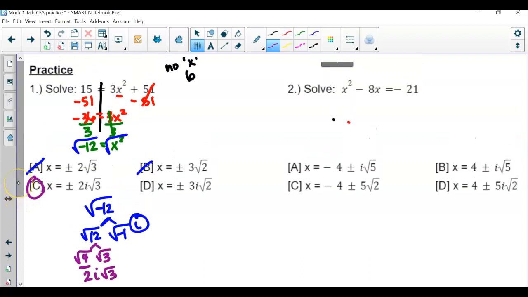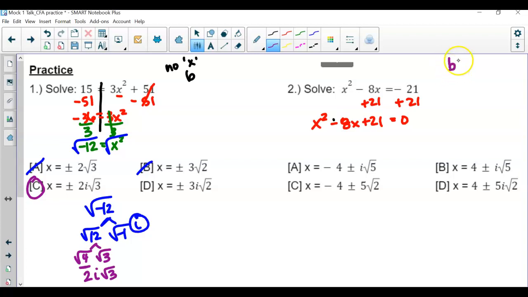Now, question number 2, we do have an x term, so we do have a trinomial, but it has to equal 0. So I'm going to add 21 here first to get our quadratic equal to 0. And I've got x squared minus 8x plus 21. Now, I cannot solve this by factoring, and if I look at my answer choices here, I could either use completing the square or quadratic formula. I'll go ahead for this problem and use quadratic formula to solve, and I'll start with the discriminant.